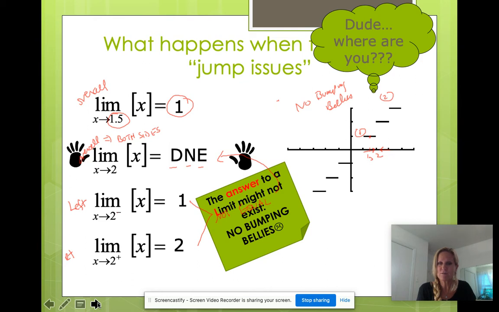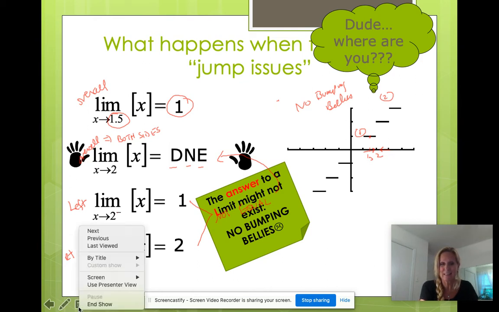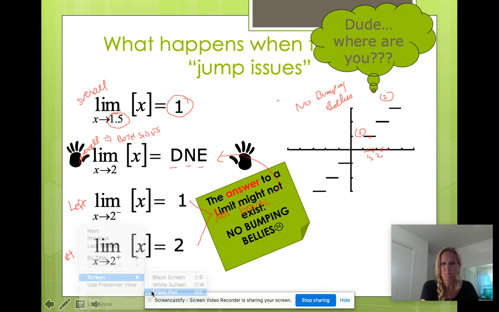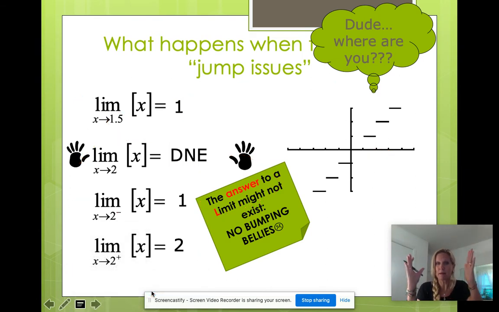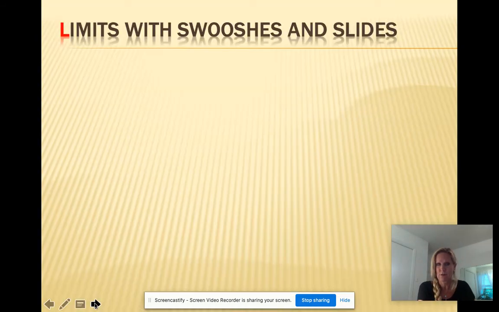So firstly, the answer to a limit might not exist. D and E does not exist. That means there's no bumping bellies. The left-hand range walker and the right-hand range walker do not match.